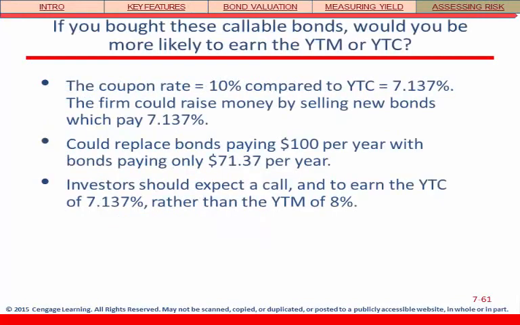So here's another slide that's asking you some more information if you want to think about yield to call questions. If you bought these callable bonds, would you be more likely to earn the yield to maturity or the yield to call? The coupon rate equals 10% compared to the yield to call, which is 7.137%. The firm could raise money by selling new bonds, which pay 7.137%. So in other words, think about this: you could replace the bonds that are paying $100 per year with bonds that are paying only $71.37 per year. If I was an investor, if I invested in these bonds, I would expect these bonds to be called. It's simply a matter of math. If the rates go down enough, the issuer is going to call a bond.